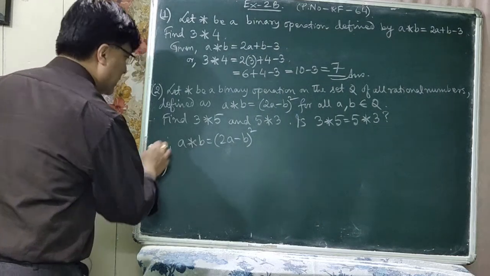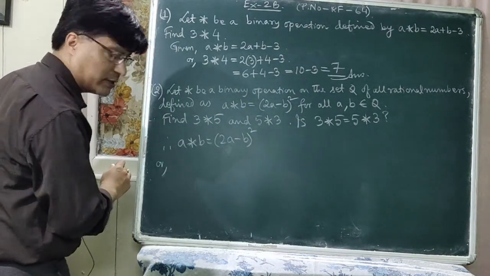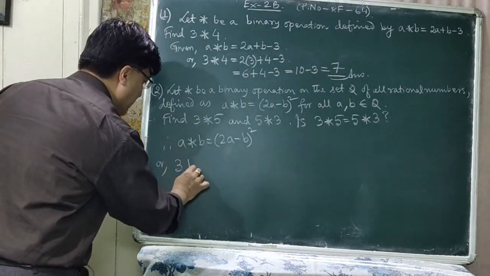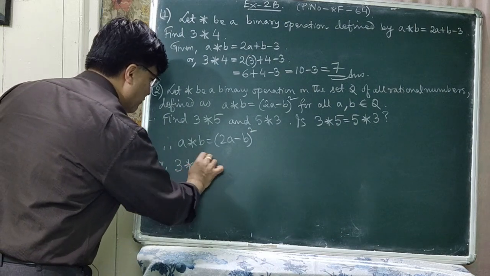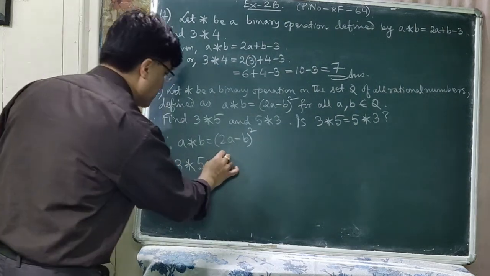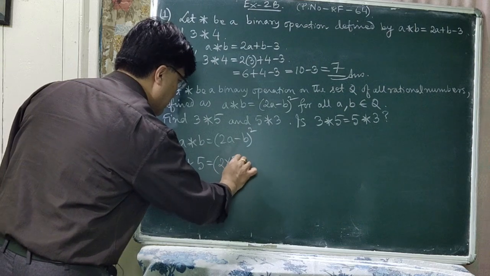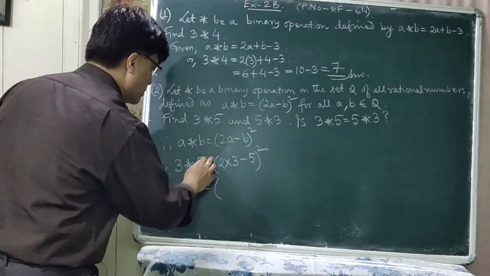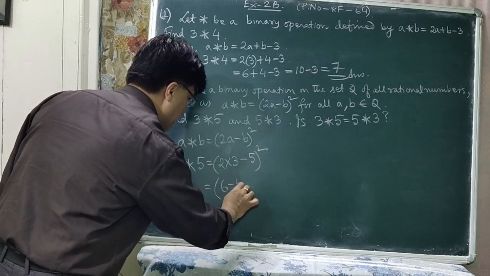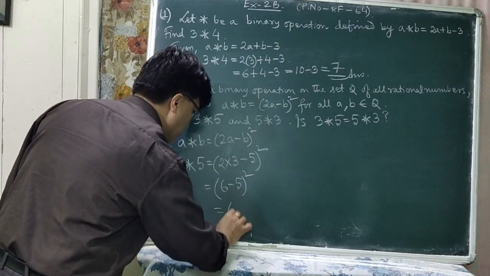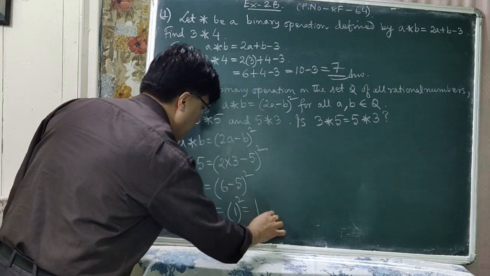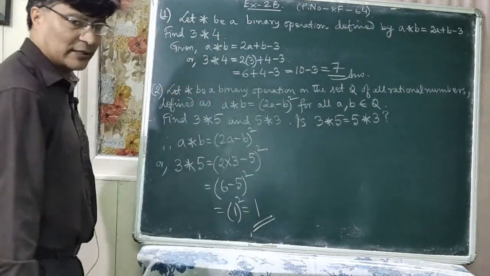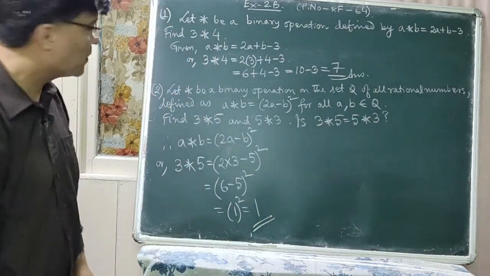Let us find out 3 star 5 first. So here a is equal to 3 and b is equal to 5, which is equal to 2 into a, 3, minus b, 5 whole square, which is equal to 2 3s are 6 minus 5 whole square, which is equal to 1 whole square, which is equal to 1 is the answer. Is that clear?